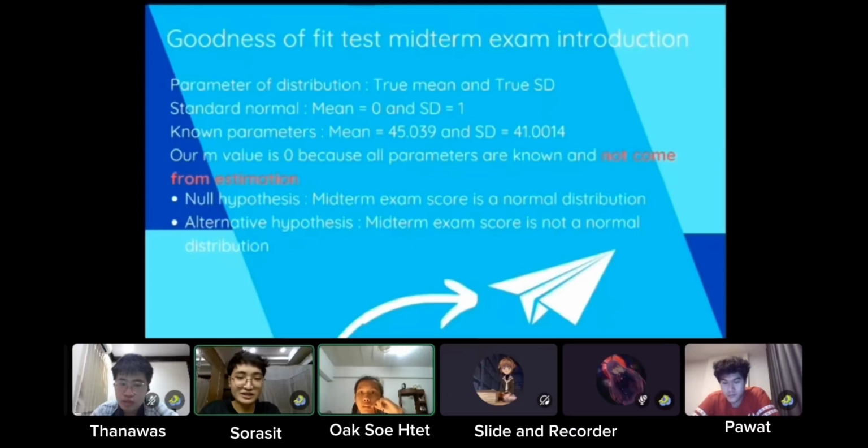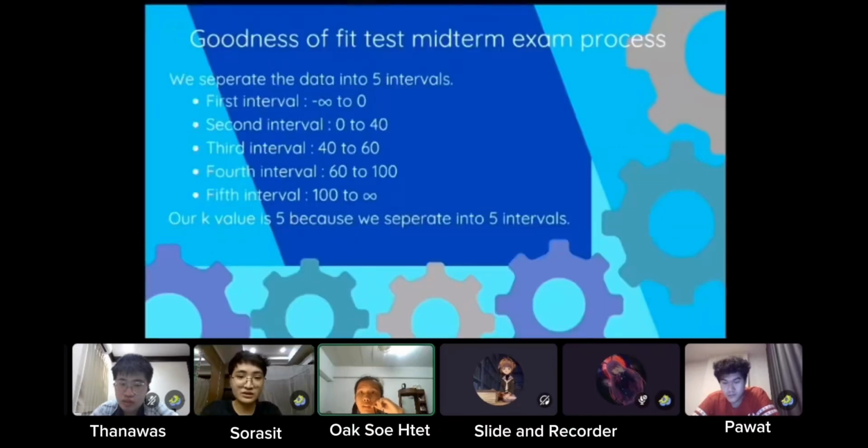Null hypothesis: the midterm exam score is a normal distribution. Alternative hypothesis: the midterm exam score is not a normal distribution. We separate the data into 5 intervals because our k value is 5, as it shows.